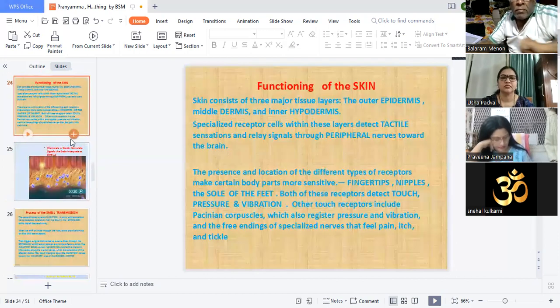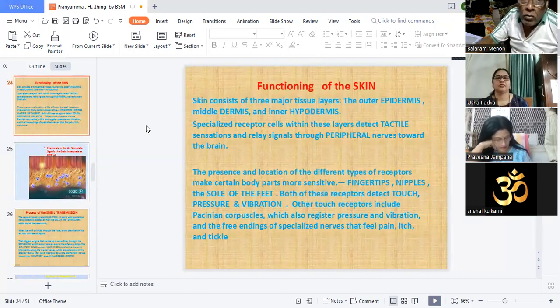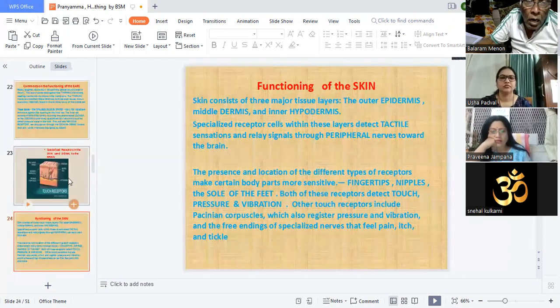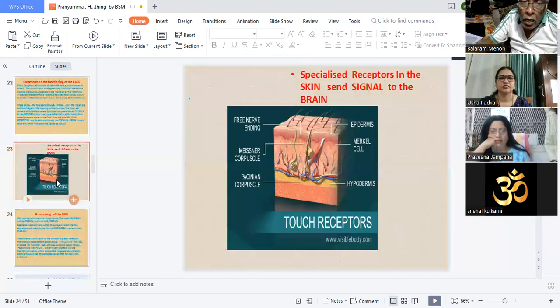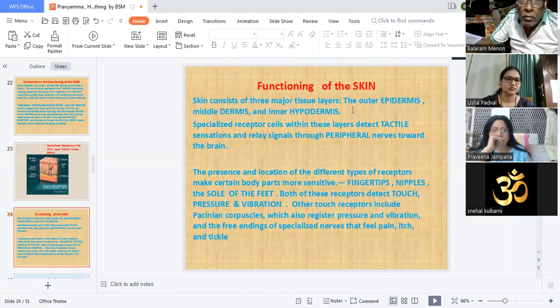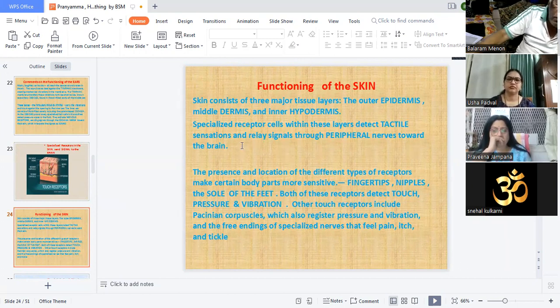Now, functioning of the skin. Skin consists of three main layers. The outer part is the epidermis. The middle part is the dermis. And the hypodermis is the lower, inner part. Specialized receptor cells within this layer detect tactile sensation and relay the signal through peripheral nerves toward the brain.